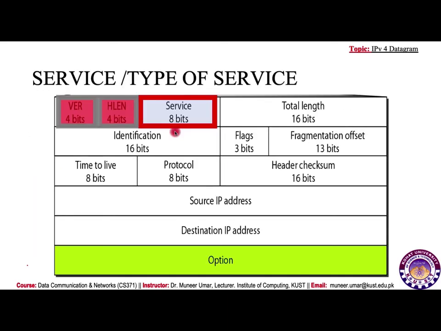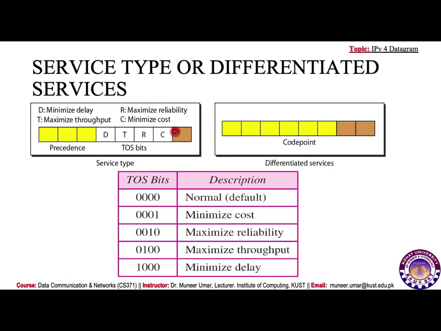8 bits for service. So the type of service uses 4 flags. The first one is minimize delay. The second one, T, is used to maximize throughput. Then R is used for reliability, or maximize the reliability, and C to minimize cost. So we have these 4 types of services.